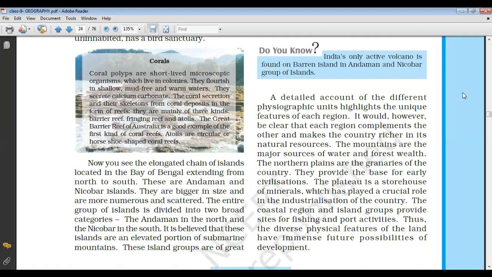The plateau is a storehouse of minerals which has played a crucial role in the industrialization of the country. The coastal region and island groups provide sites for fishing and port activities. Thus, the diverse physical features of the land have immense future possibilities of development.